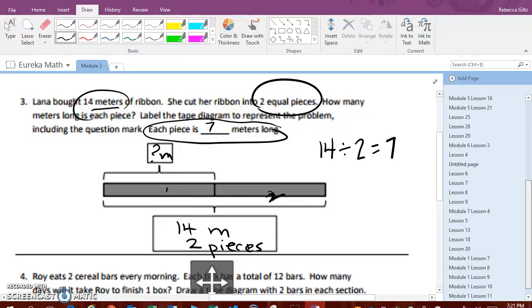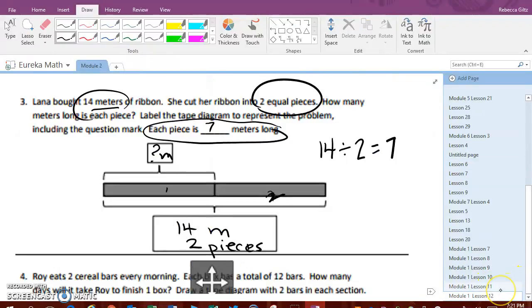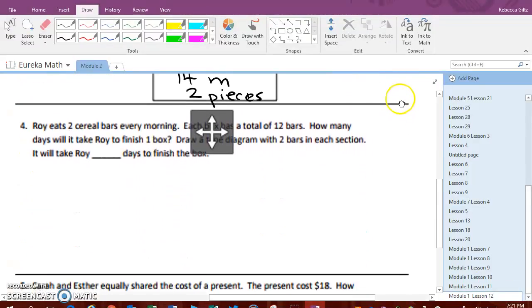There's a lot of work that goes into tape diagrams, so be ready for that, okay? Because if you don't include it, guess what? You get to have it back, okay? All right, somehow I've gone to another page. All right, let's go to the next one.